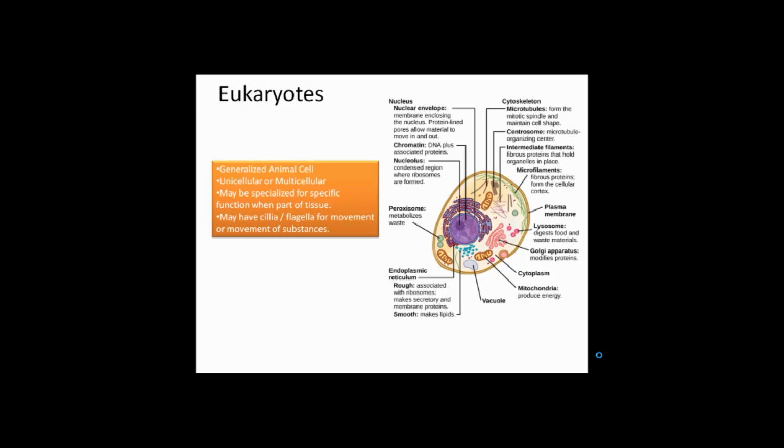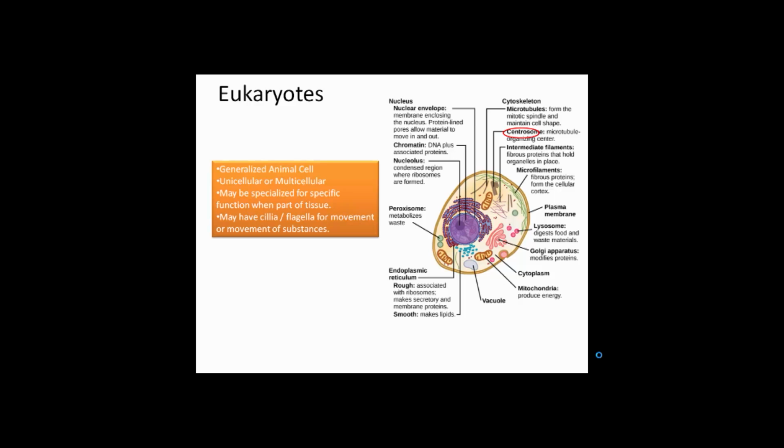Some animal cells may have cilia or flagella for movement. Cilia are short, tiny microtubule extensions off of the cell membrane. Flagella is going to be a long whip-like tail. And these are going to allow for movement.